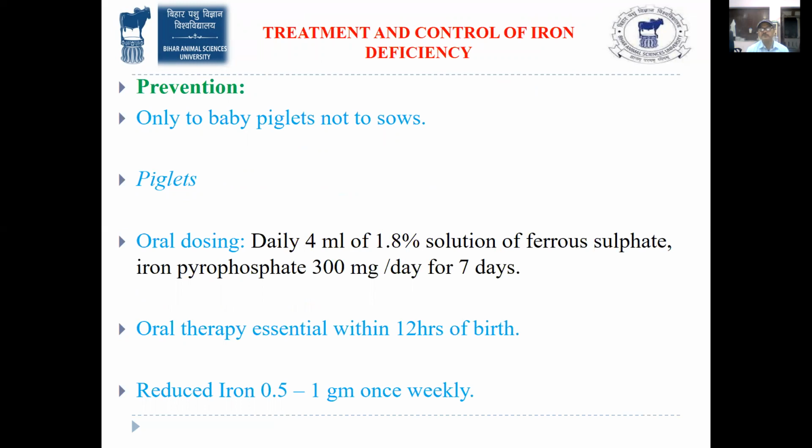As only baby piglets are mostly affected, not sows, for the prevention of iron deficiency, piglets should be allowed to suckle and have access to pasture or a dirt yard. Oral dosing should be at the rate of 4 ml of 1.8% solution of ferrous sulfate daily, or iron pyrophosphate 300 milligram per day for 7 days. The oral therapy is essential within 12 hours of birth. If iron is reduced, 0.5 to 1 gram once weekly should be given.